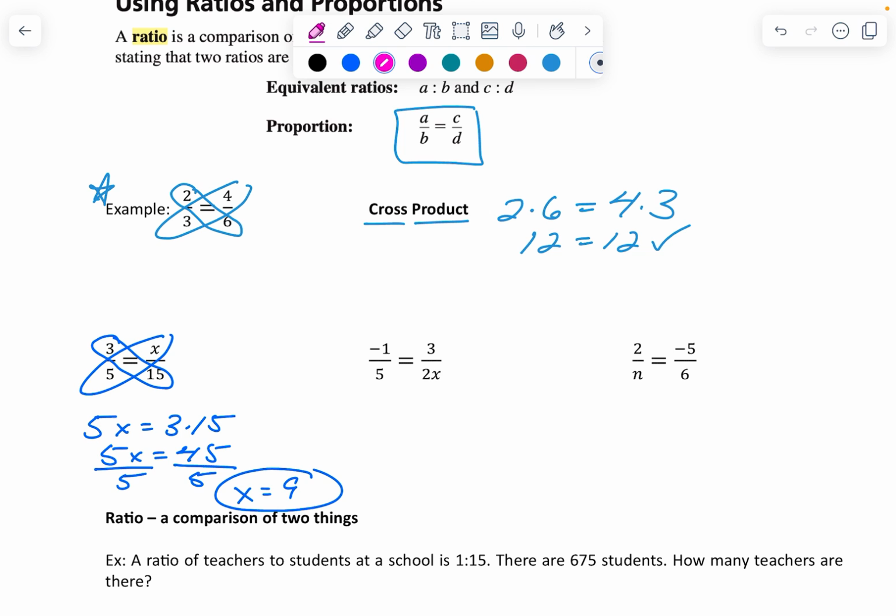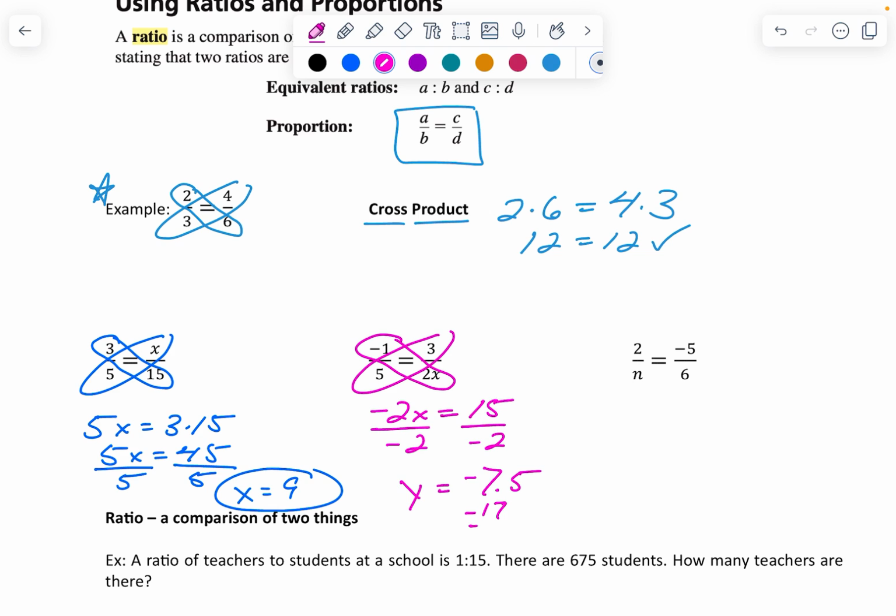Similarly, we can do the cross product here. That is -1 times 2x. So -2x equals 3 times 5, 15. Divide both sides by -2. And we get x equals -7.5. Or you could just leave it, let's fix that, -15 halves. Okay, so anything like that will work.